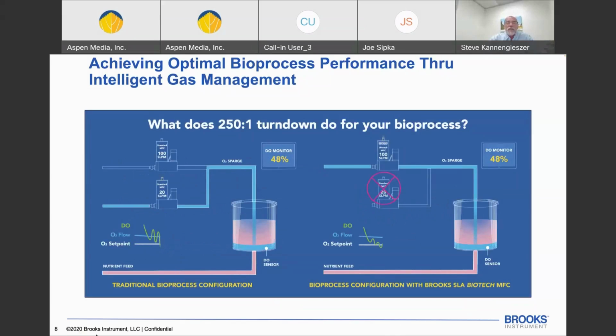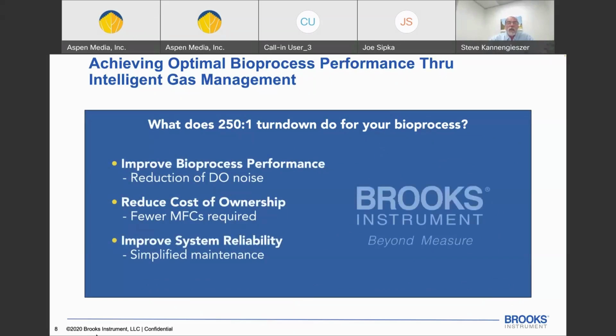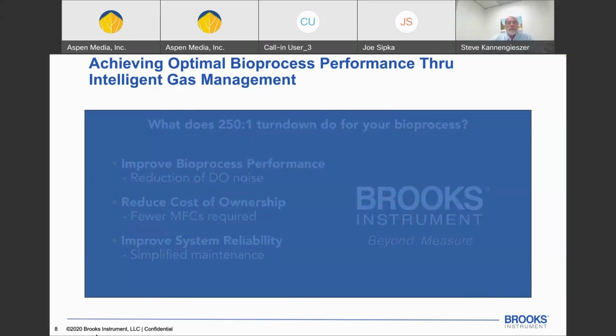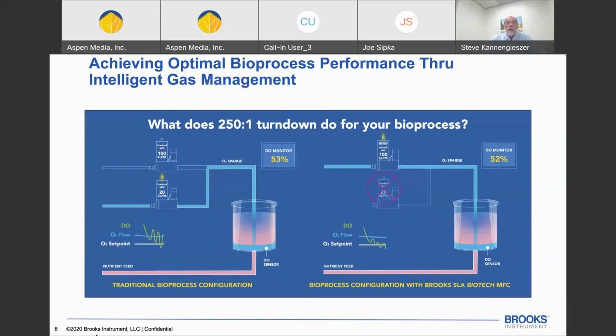The animation that we have running shows two similar systems. The system on the left uses a typical 50-to-1 turndown MFC to cover the oxygen flow range required. The system on the right uses one SLA series Biotech MFC with a wide 250-to-1 usable turndown. With this wide turndown, the user is able to eliminate one MFC from the system. This saves on system design, piping, automation, and device costs. It also makes the system inherently more reliable and reduces the reoccurring costs for maintenance, verification, and calibration.